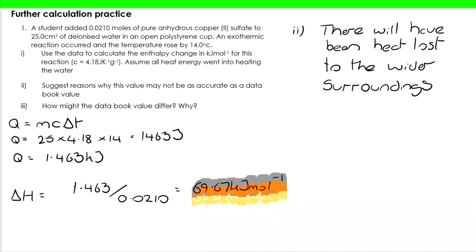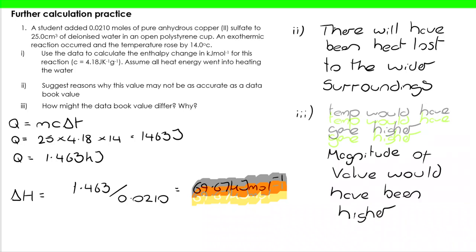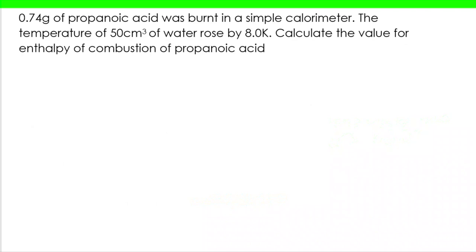For part 3, well, the data book value, how would it differ? I would expect the temperature to go higher if we have no heat loss. So for that reason, I would expect the magnitude to be greater. It would be a greater magnitude than 69.67 kilojoules per mole. Let's look at another question.